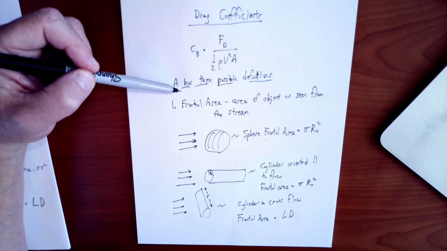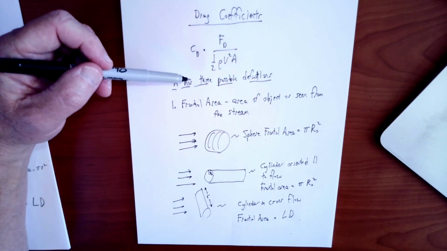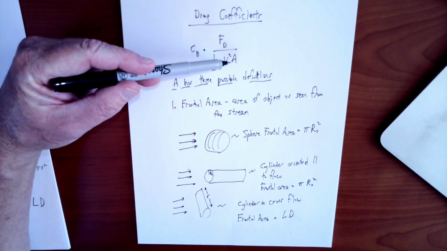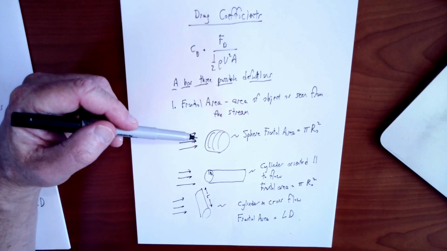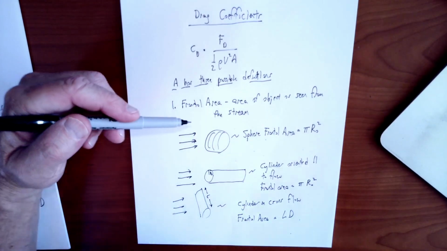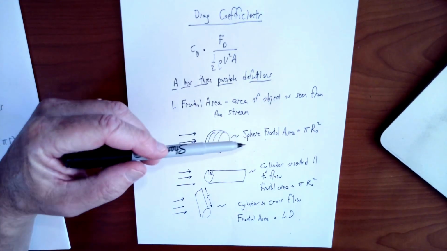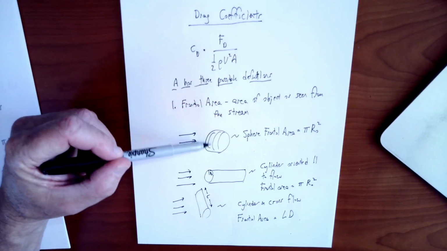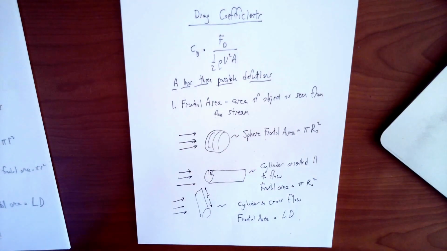The most commonly used is frontal area. For most relationships that you'll use this in, A will be defined based on what's called the frontal area. This is the area of the object as seen from the stream, the cross-sectional area normal to the stream. So a sphere has a frontal area of pi r squared, the circle that the stream would see if it were looking at the sphere with no depth perception.